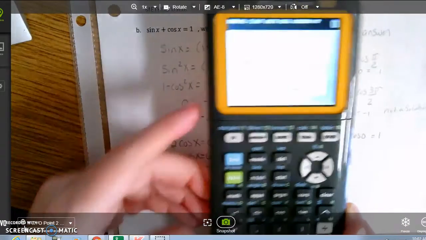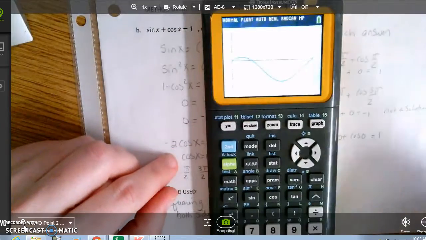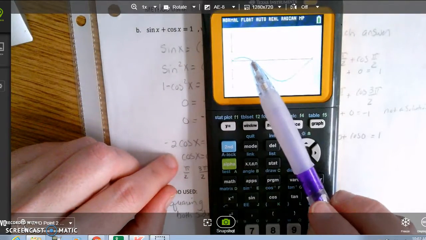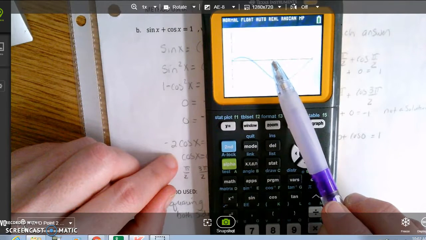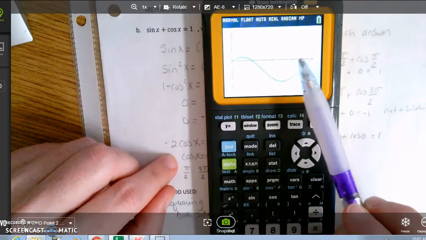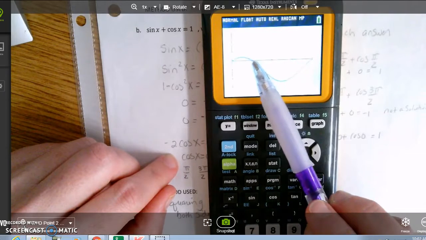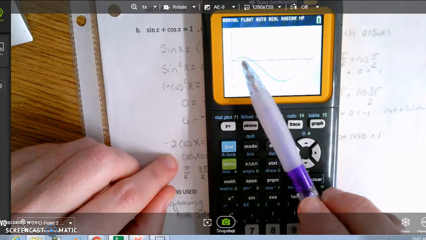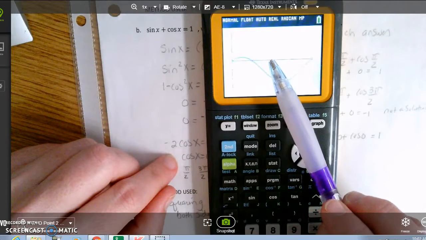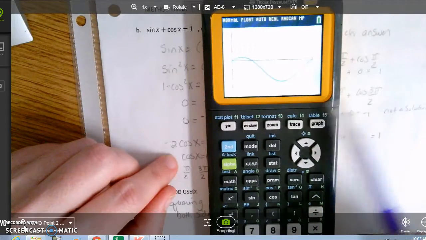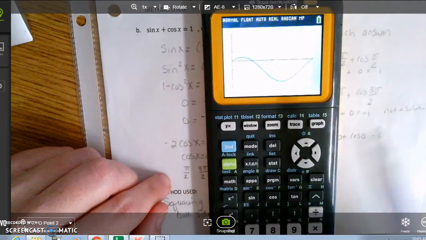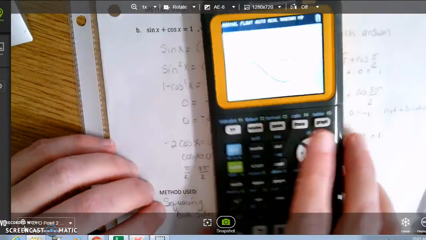I know you can't see it great, but when you graph it, you'll notice that at my tick marks, here's my tick mark pi over 2, 2 pi over 2, 3 pi over 2, you'll notice that the only zeros are at 0 and pi over 2. 3 pi over 2 did not work. So this is a really good way to check. Instead of having to plug in all the values, you can check it using this method. Okay?